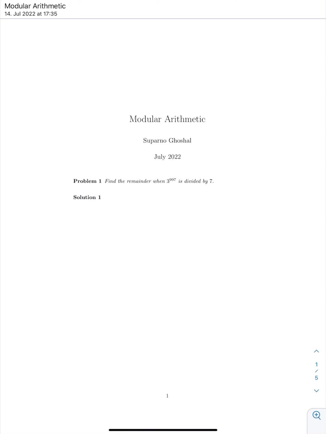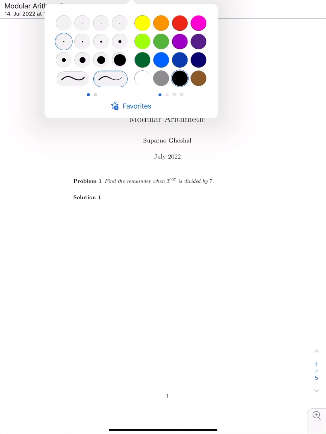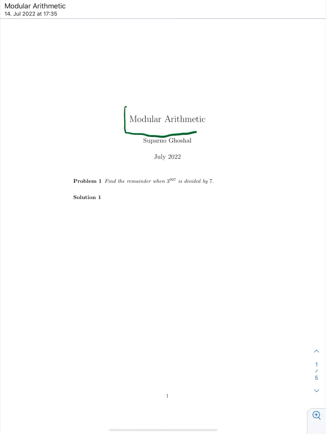Today we're going to discuss modular arithmetic, and we're going to try and see how to solve problems such as these. Here the problem basically asks you to divide a huge number such as 3 to the power 997 by 7, and try to find the remainder when you do that.